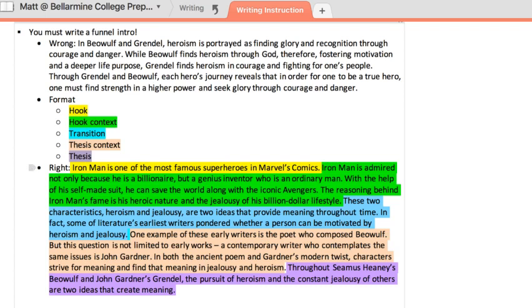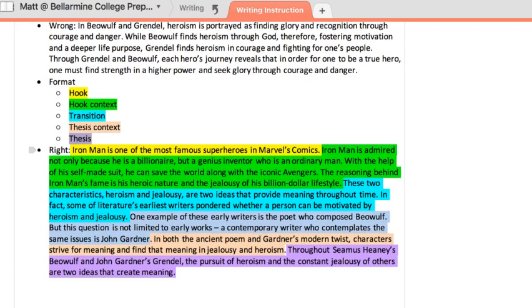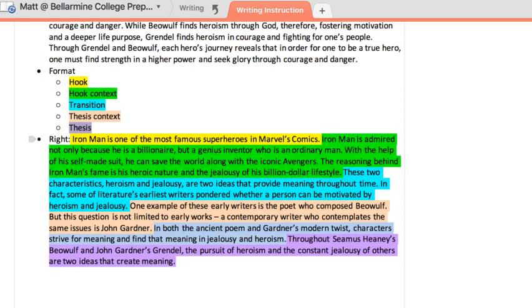Once we use the transition, we get to the thesis context, which will be used to set up background for the thesis. So one example of these early writers is the poet who composed Beowulf. This question is not limited to early works of a contemporary writer who contemplates the same issues as John Gardner. Okay, so this is a little more verbose than the average thesis context would be, but because this is a thesis dealing with two works, you've got to give background on two works. And then in both the ancient poem and Gardner's modern twist, characters strive for meaning and find that meaning in jealousy and heroism. Okay, we're getting pretty close to the thesis.